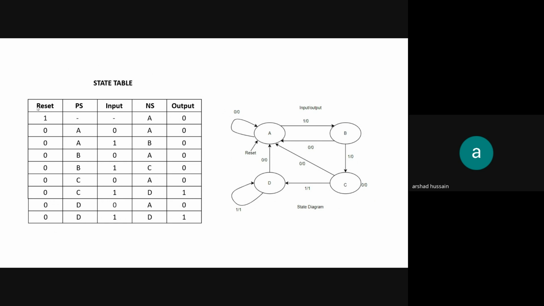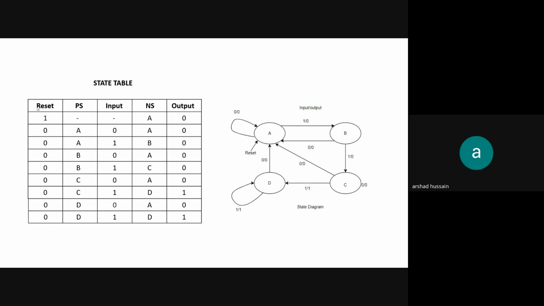For this case, as we are trying to detect three consecutive ones, it will require at least four states. These four states are signified by A, which is the initial state; B, which means we have seen a single one so far; C, which means we have seen two consecutive ones; and D, which means we have seen three consecutive ones so far. So we require four states because we are detecting three consecutive ones.